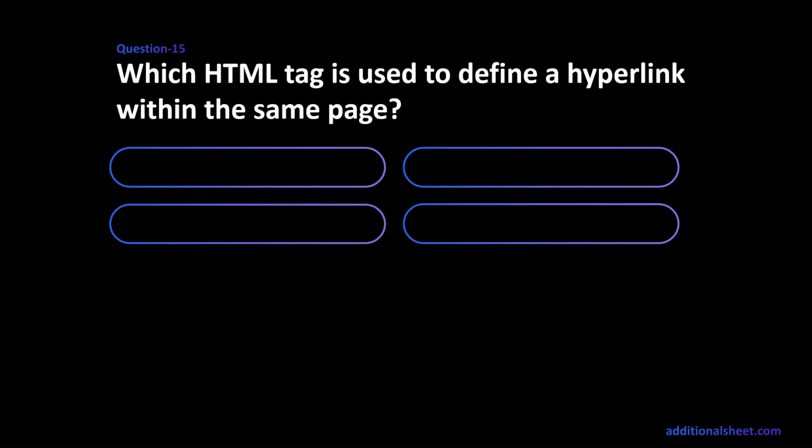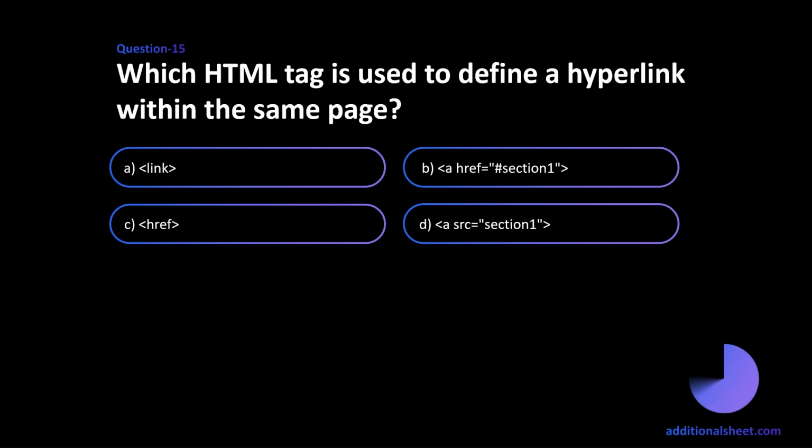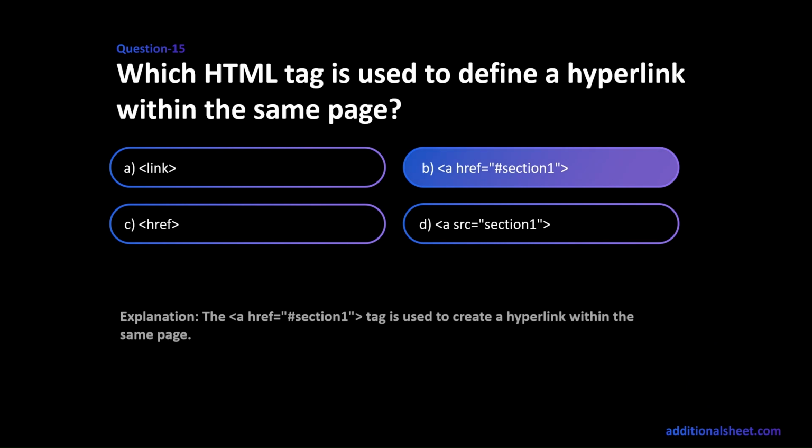Q15. Which HTML tag is used to define a hyperlink within the same page? Options are: A. Link. B. a href equals hashtag section 1. C. Ref. And D. a src equals section 1. The correct answer is option B. The a href equals hashtag section 1 tag is used to create a hyperlink within the same page.